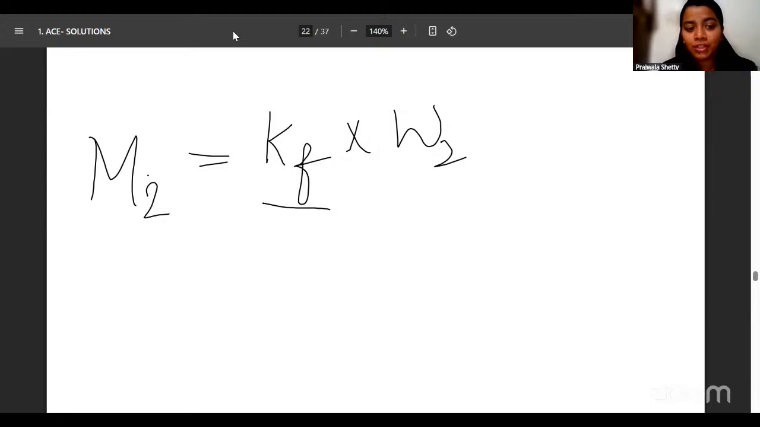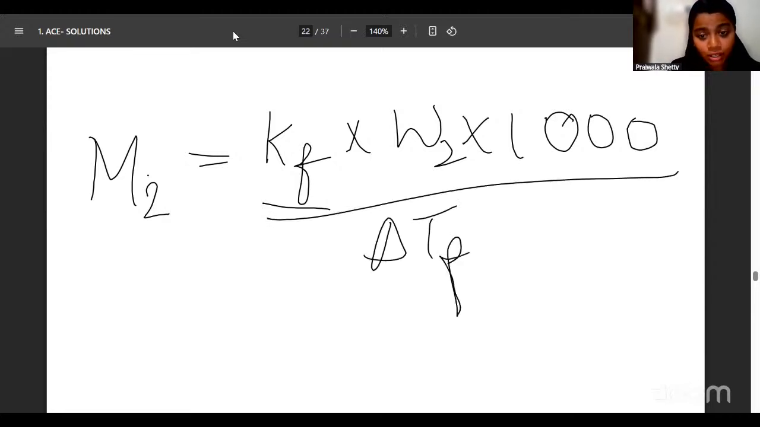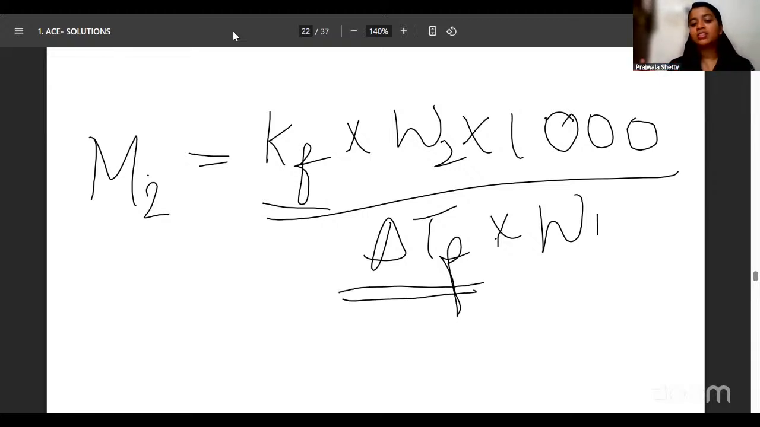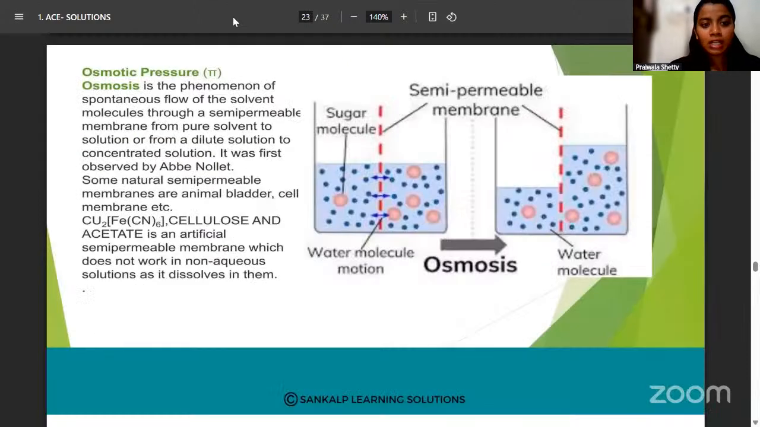You have KF into W2 into 1000, divided by delta TF. There it was delta TB into W1. Same formula, where only a slight difference is there. Again, you should calculate this delta T separately and substitute it here. Okay. For this, the explanation is enough. It's already time. Next is osmotic pressure.